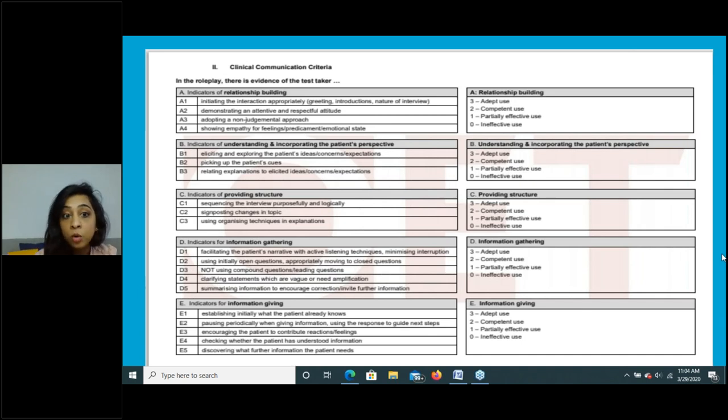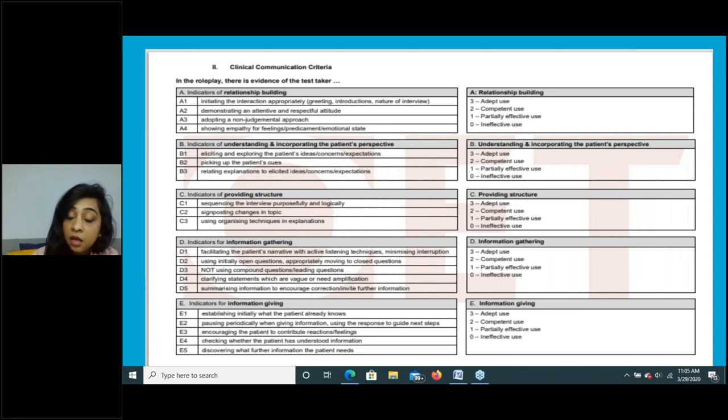What I also like about the OET speaking is that it's very similar to what clinical communication criteria are used on your PLAB 2 exams or on your CBT exams. So it's quite important that we try and build up our clinical communication skills at the first exam that you're giving towards coming and working in the UK or Australia or whatever foreign country you want to go to. All right, so as you can see on the official website, they give you five clinical communication criteria: relationship building, understanding and incorporating the patient's perspective, providing structure, information gathering, and information giving.